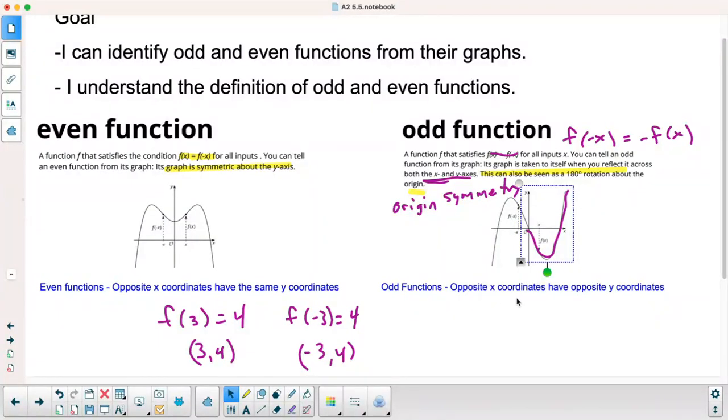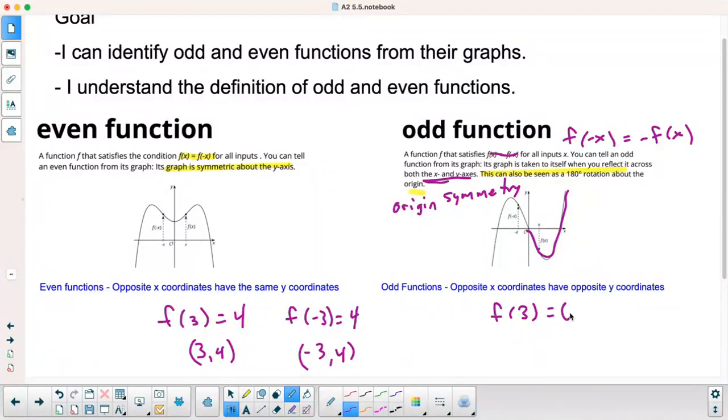Odd functions: opposite x coordinates have opposite y coordinates. That's why I did it like this, the opposite x's and then opposite y's. So if I have f of 3 equals 6, I'm just making this up, then f of negative 3 is going to equal negative 6. So opposite x's have opposite y's. And again, this just means 3, 6 is a point, if you prefer the xy notation versus the function notation, and negative 3, negative 6 is a point. But you should be proficient with that function notation.